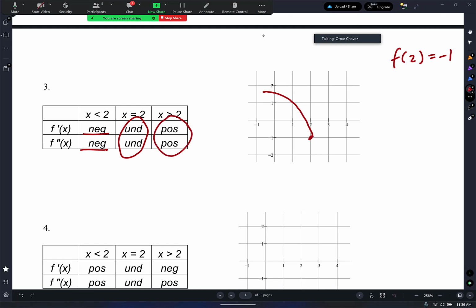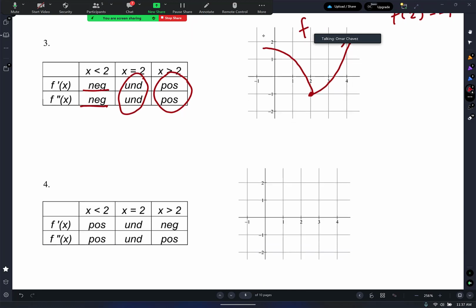f prime is positive and f prime prime is positive. So that means f is increasing, concave up. So it's going to look like that. Look at that. It definitely looks like a corner or a cusp to me. We're winning, guys. We're winning.